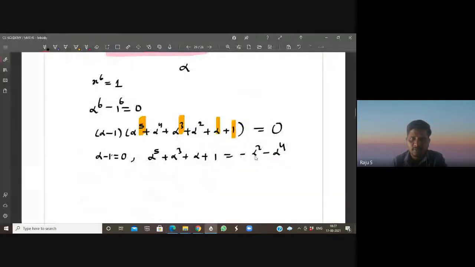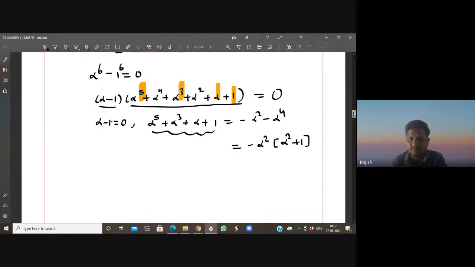Clear, students? Okay, shall I write like this? So either alpha minus 1 is equal to 0 or it's this value. So is there any common, students? Shall I take minus alpha square as common? Minus alpha square is common, remaining alpha square plus 1.